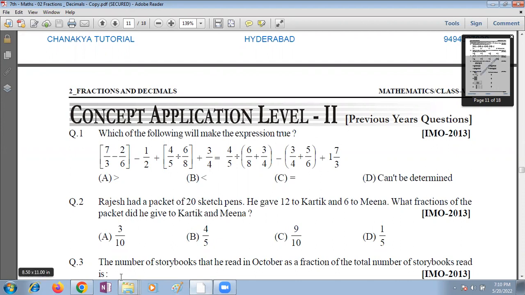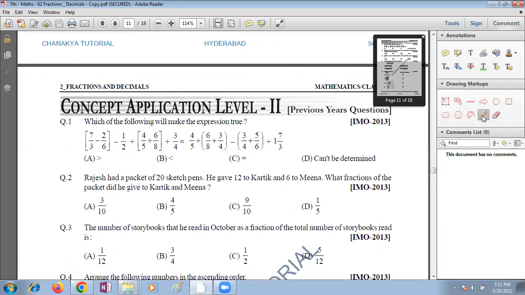How can you do this? Manish, what should we do? There are brackets. Ma'am, first we have to solve the bracket numbers. Very good. There are left and right sides. On the left side, 7 by 3 minus 2 by 6. We have to solve it, and on the right side also, the bracket 4 by 5 divided by 6 by 8. Very good. That part also, and then we have to do the expression. Come on, please give the answer, Manish.